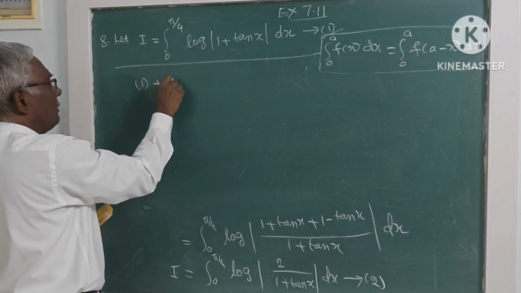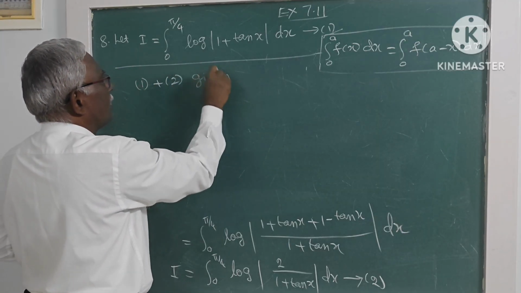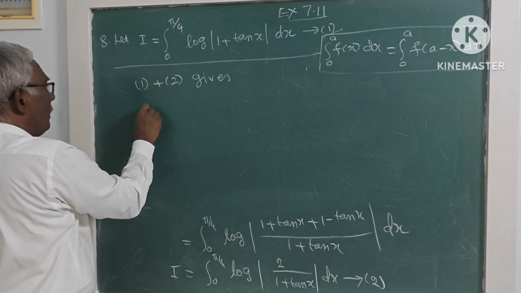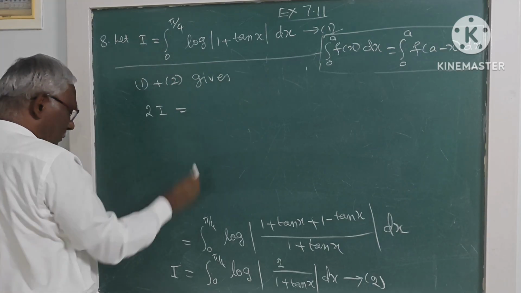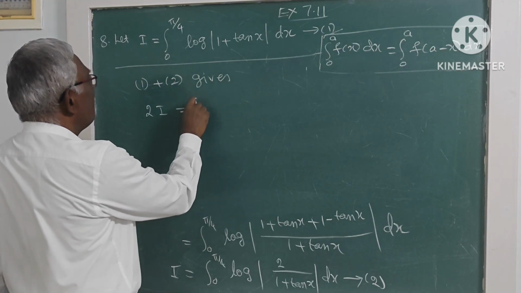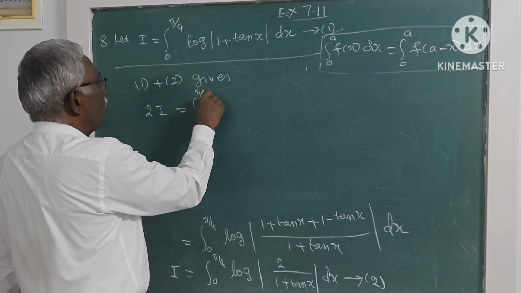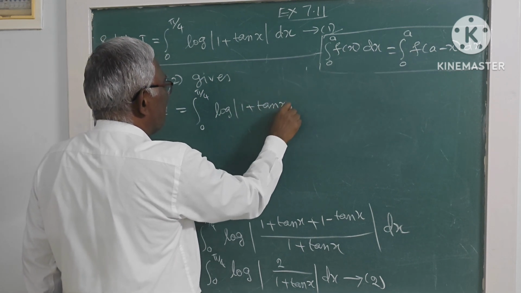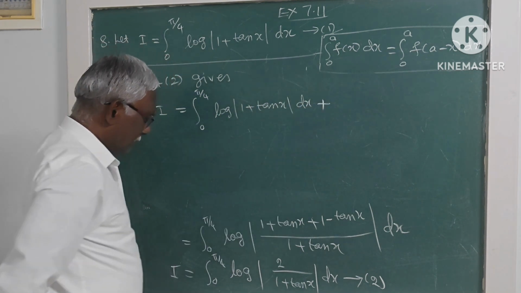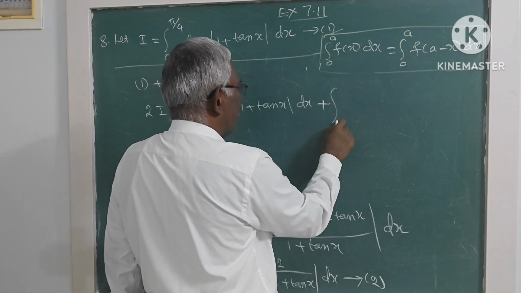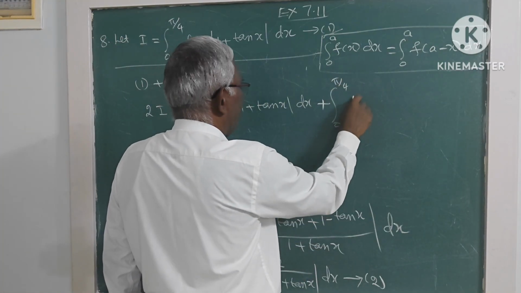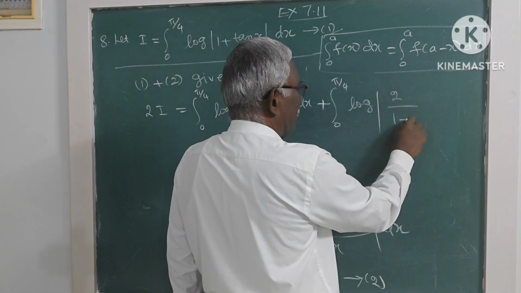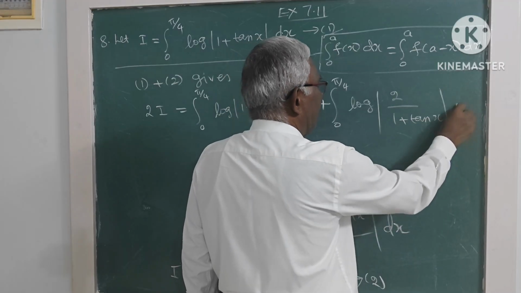1 plus 2 gives 2I. This is 1 and this is 2. 1 plus 2 gives 2I, so 2I is equal to integral 0 to pi by 4 log of (1 plus tan x) dx plus integral 0 to pi by 4 log of (2 by 1 plus tan x) dx.